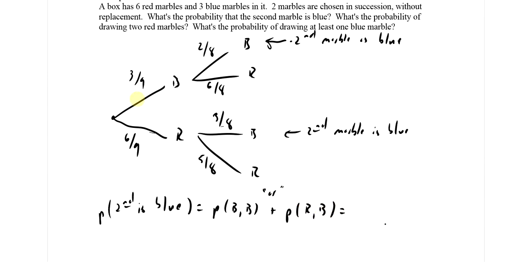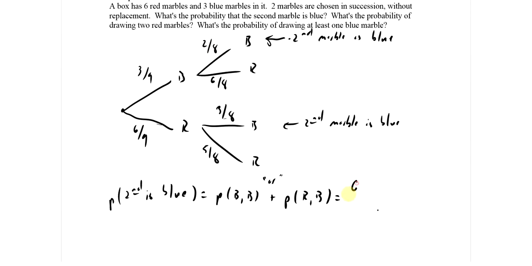So what's the probability of blue and blue? 6 out of 72. Right? 3 times 2 over 9 times 8. Plus red and then blue, 6 over 9 times 3 over 8 is 18 over 72. So 24 out of 72, which is 1/3.